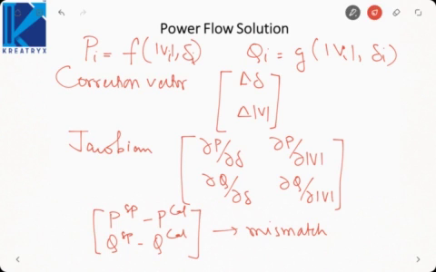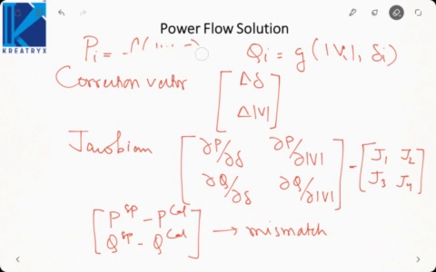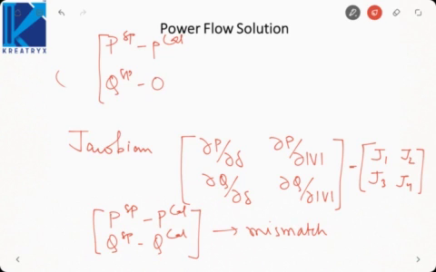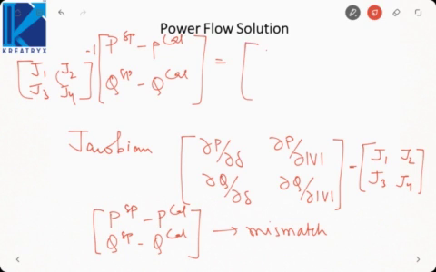Now if we wish to determine the calculated value, this is also represented as J1, J2, J3, J4, just for shorthand. Now if we wish to determine the correction vector, what we will do is, we will take the inverse of Jacobian. So that means P supposed minus P calculated, Q supposed minus Q calculated into J1, J2, J3, J4 inverse is equal to actually delta delta and delta mod V.